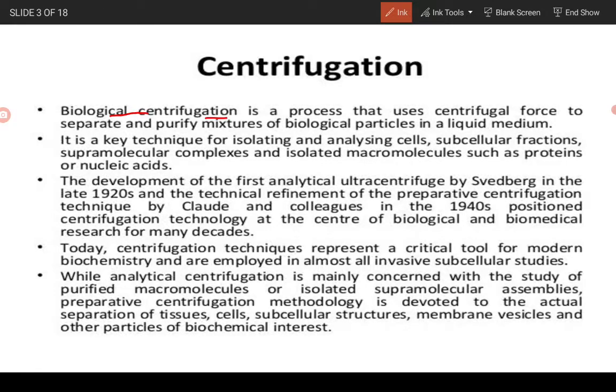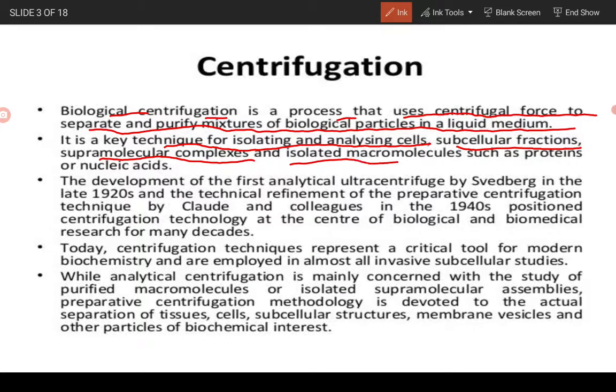Biological centrifugation is a process that uses centrifugal force to separate and purify a mixture of biological particles in a liquid medium. So it could separate all kinds of biological molecules, proteins, amino acids, even nuclei and mitochondria and DNA, and every kind of biological molecules or organelles could be separated using this centrifugation technique. Now it is a key technique for isolating and analyzing cells, subcellular fractions, supramolecular complexes, and isolated macromolecules such as proteins or nucleic acids.